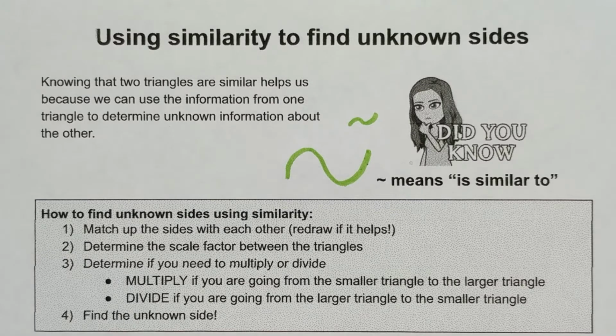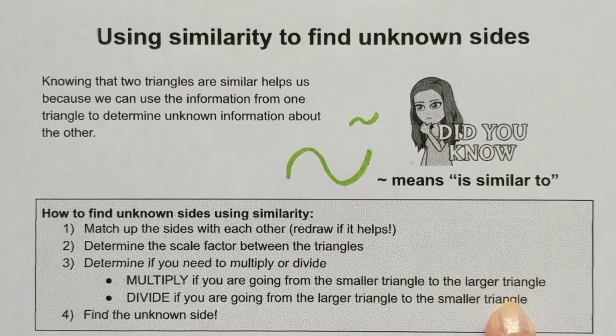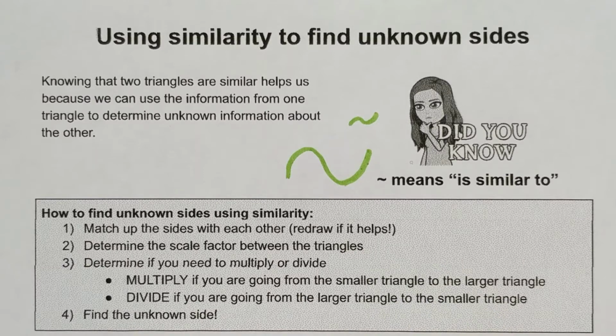We're going to start with the exact same steps that we used when we were finding the scale factor. First and foremost, we need to match up the sides with each other and redraw the triangle if it helps. We're then going to determine the scale factor between the triangles. Then we need to ask ourselves, am I multiplying or am I dividing? I'm going to choose multiplication if I need to use information from the smaller triangle to get to the larger triangle, and that makes sense, right? I'm going from small to big. I'm going to use division if I'm going from the larger triangle down to the smaller triangle. And then we find the unknown side.